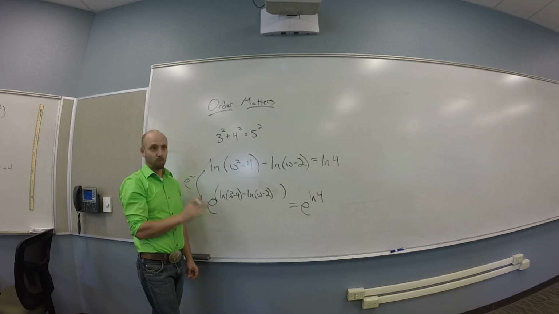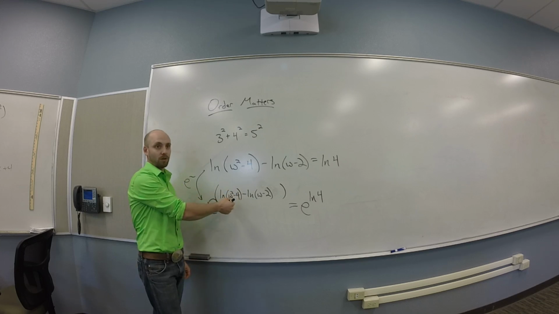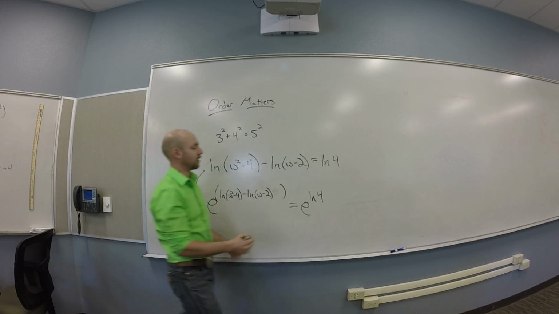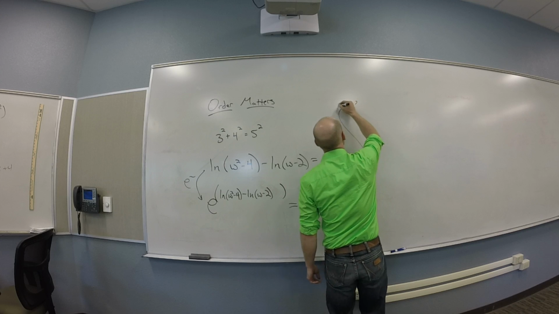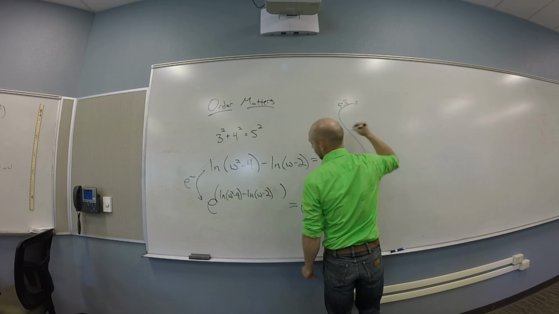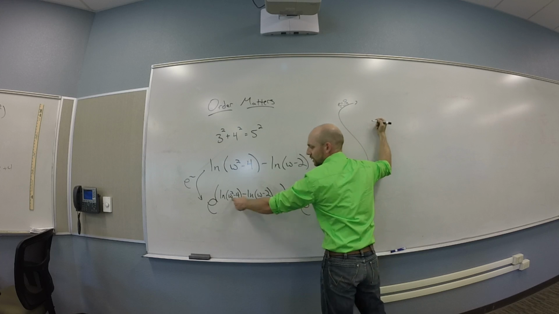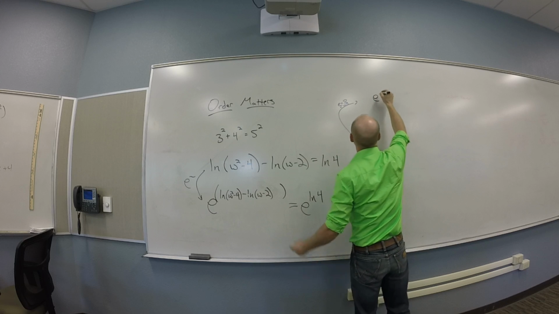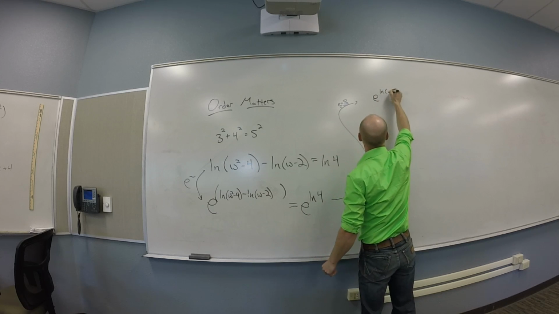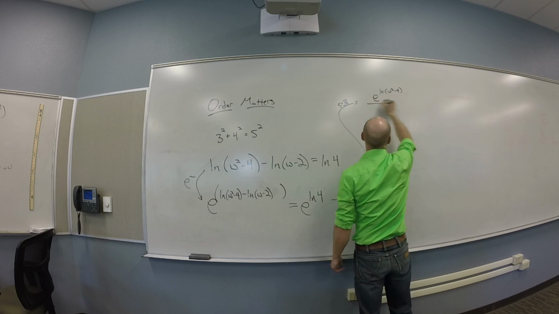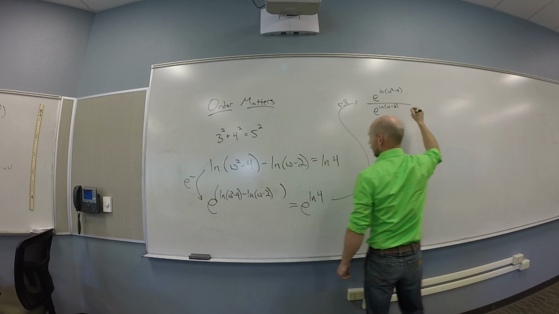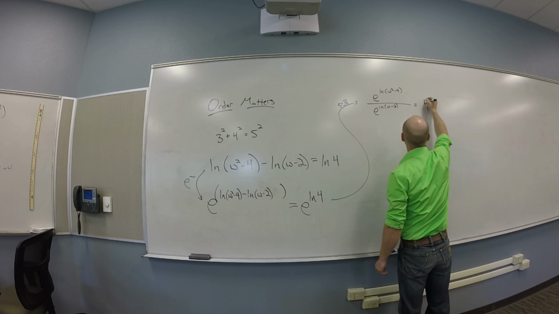You guys recall log rules enough? This is the division log rule, so I'm going to trust you can do it that way. I'll show you the other way just because. The other way is to use an exponent rule. You have e to something minus e to something else, which is e to the first thing divided by e to the second thing. So e to the log of w squared minus 4 over e to the log of w minus 2. And this is supposed to be 4 then.